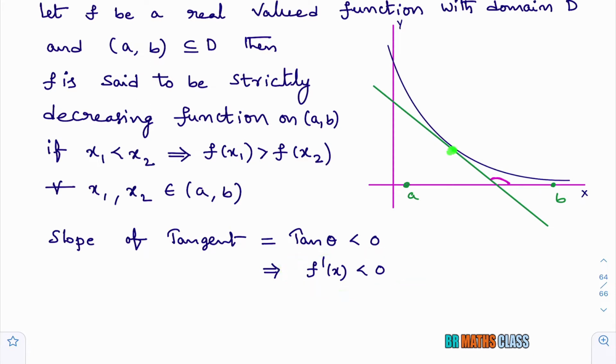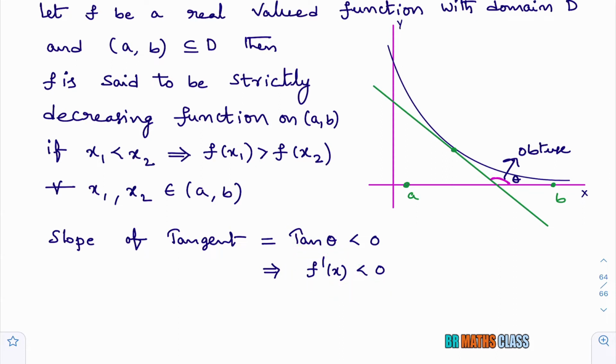You take a point in the open interval (a, b) and you draw the tangent at that point to this curve. You can see that this is an obtuse angle, right? So if theta is an obtuse angle, we know that tan theta gives you the slope of the tangent. Theta is an obtuse angle means theta is in the second quadrant. In the second quadrant, tan theta is negative. So if the function is strictly decreasing, then tan theta is negative. Tan theta gives you the slope of the tangent. We know that f dash of x also gives you the slope of the tangent. So f dash of x is less than 0.